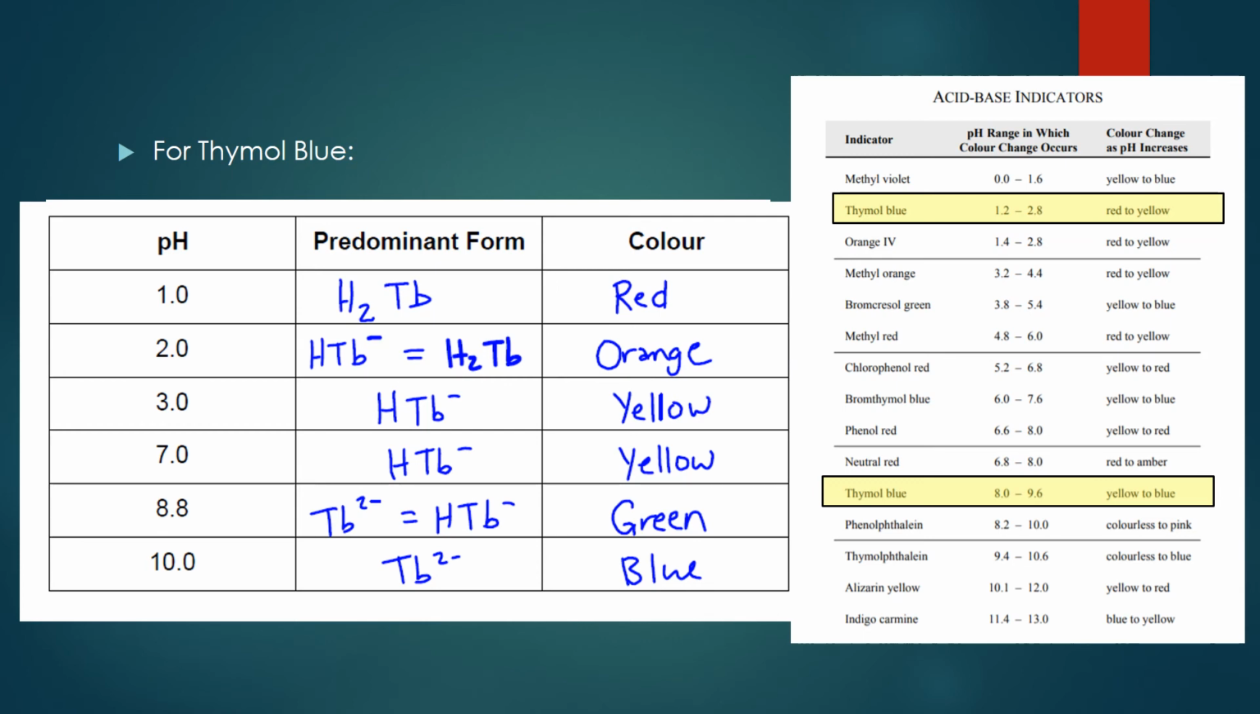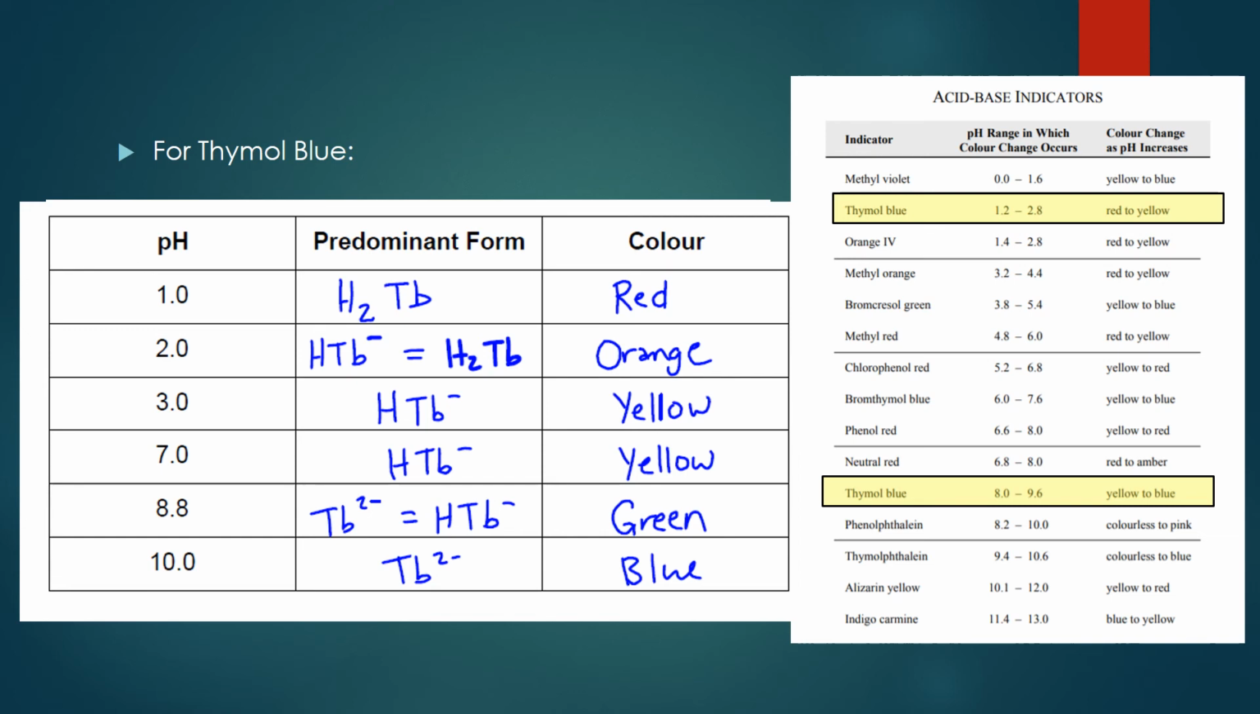At a pH of 2, which is midway between 1.2 and 2.8, we're going to have both acid and base forms. So I'm going to be between red and yellow, and that's where I get my orange form. At a pH of 3, I've transitioned completely to the first weak base form, so I don't have any more of that red left over. I have completely yellow left over. None of it has switched to blue yet, so that one's going to be yellow.